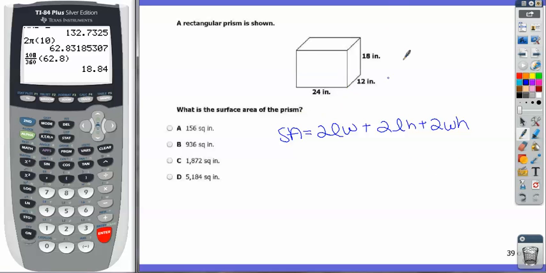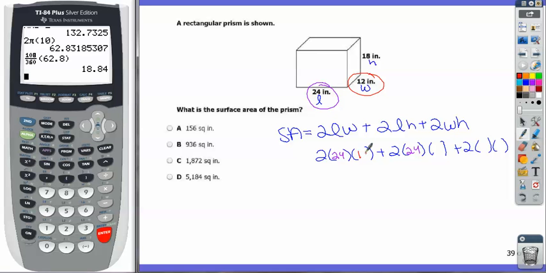So I need to label these things. Length, width, and height. So 2LW plus 2LH plus 2WH. And I'm going to probably color code just because that's my thing. L is 24. Everywhere there's an L, I'm going to put a 24. W I labeled 12, so everywhere there's a W, I'm going to put a 12. And H is 18.